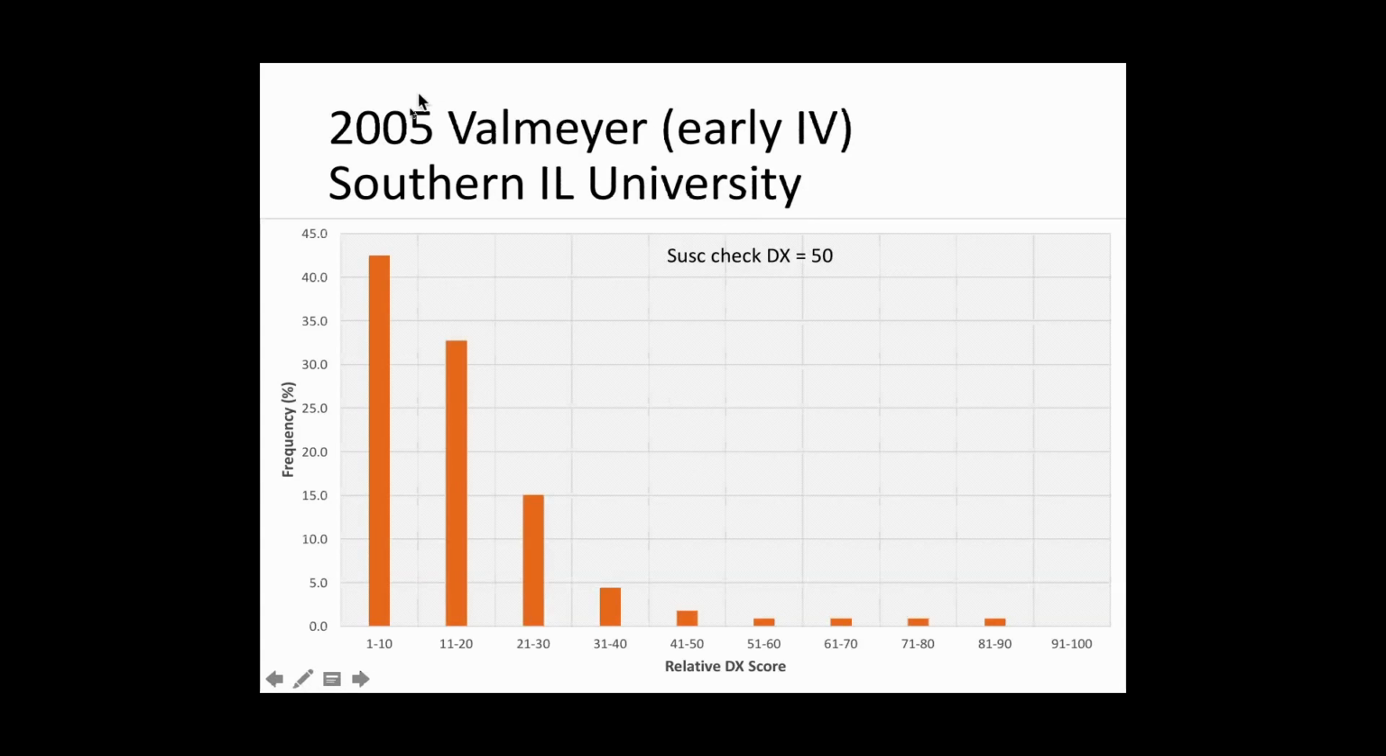If you look, this is in 2005. This was our trial that we had in Valmeyer. This would have been just for the early 4 maturity group. You can see the susceptible check for our DX, which was 50. So this is just an outstanding level of disease.